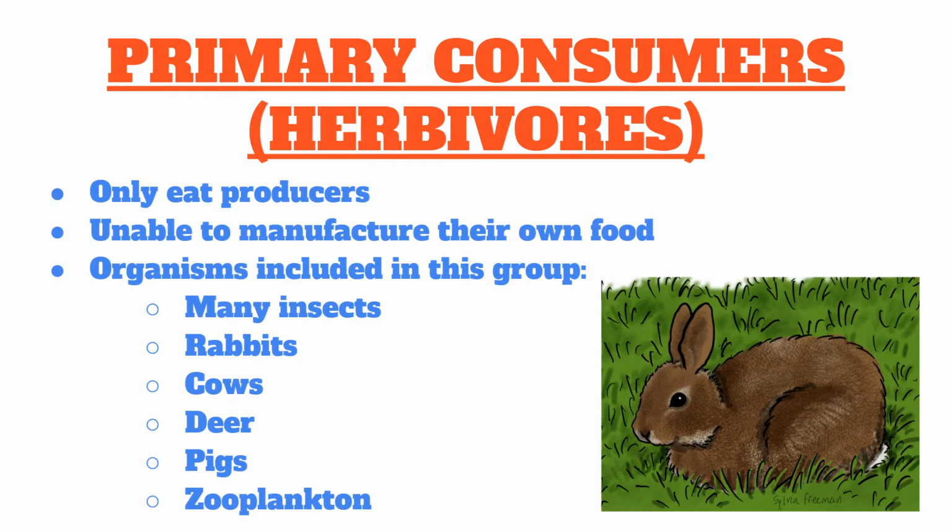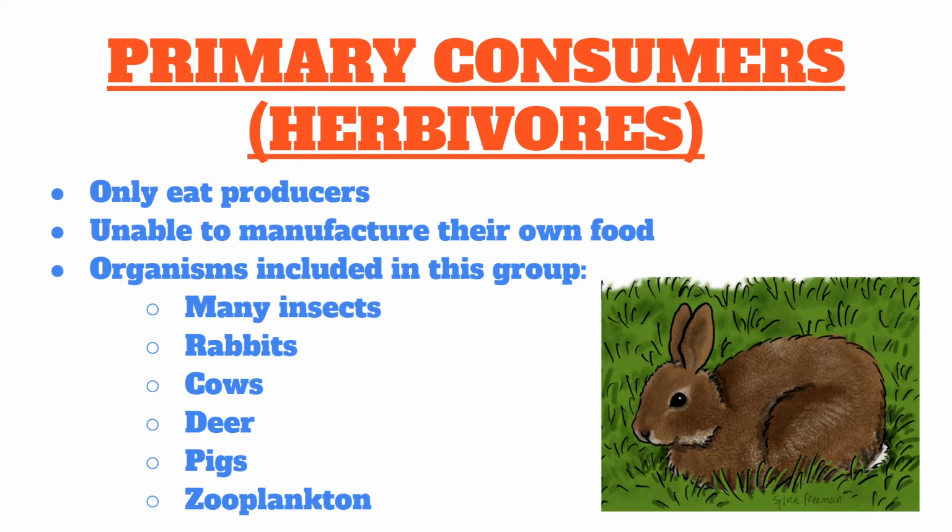We're going to talk about primary consumers which are part of this cycle. Herbivores. They only eat producers and are unable to manufacture their own food. Organisms in this group include many insects, rabbits, cows, deer, pigs, and zooplankton. Producers use photosynthesis to make their own food. Herbivores do not have the ability to do this, so they need to eat producers in order to survive.